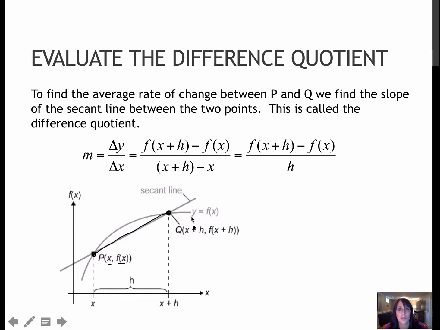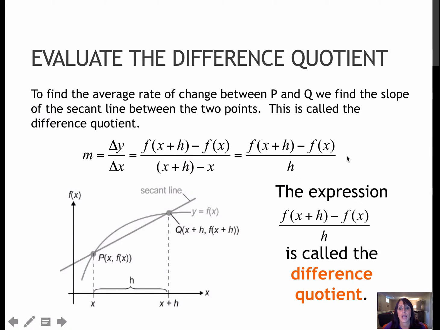It looks a little bit confusing, but essentially what's going to happen then is the top will be the change in y, so this value minus this value, and the denominator will be x plus h minus x, and notice that x and that minus x cancel to give me just h. So this is called the difference quotient. So let's take a look at how we'd use it for now.